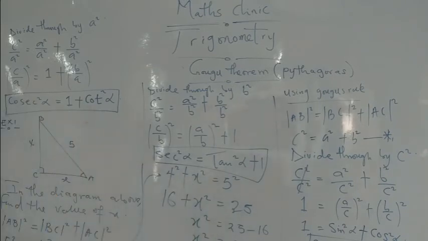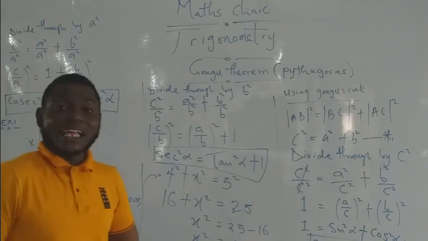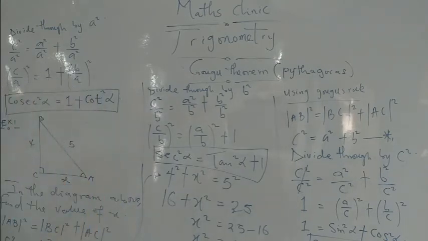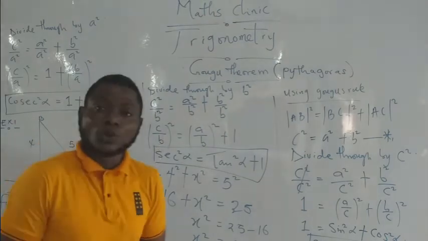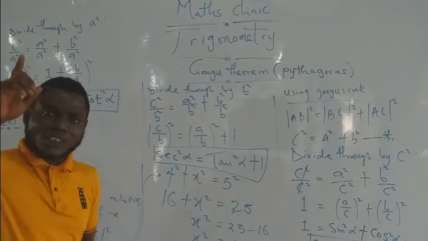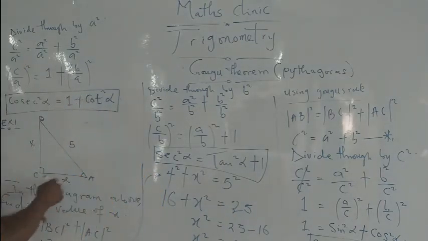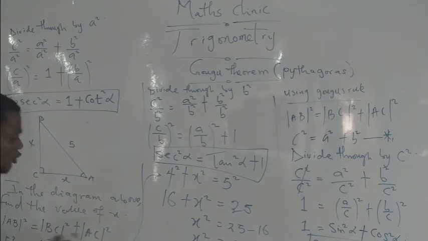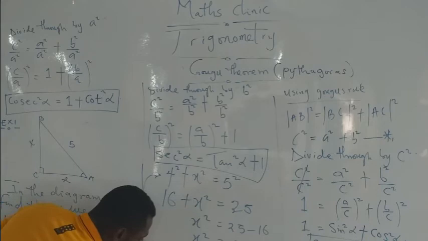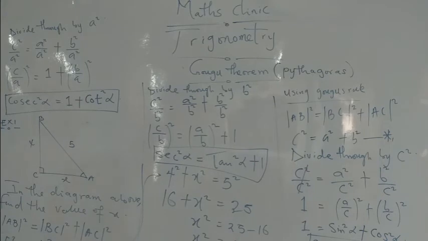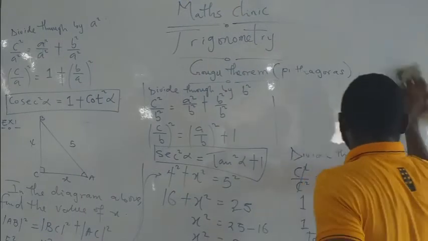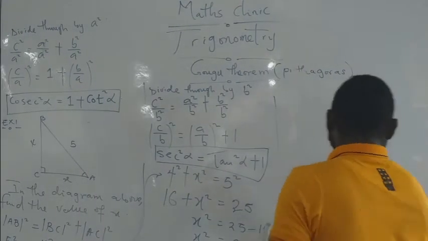But it's not possible for x, that is for the length AC, to be negative. Just like when you measure the length AC using your meter rule or measuring instrument, it is not possible for the distance or the length to be minus. So we can say therefore x equals plus 3. That's the value of x which we are asked to look for. Let's move a bit further.